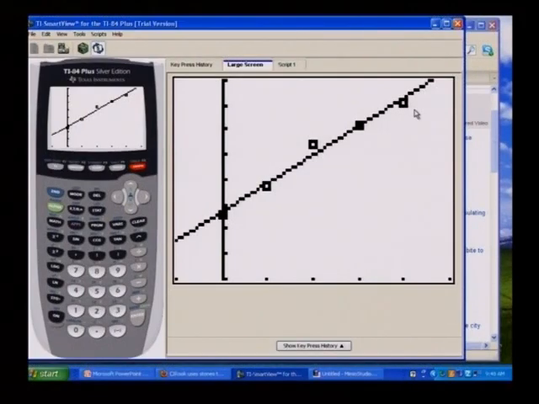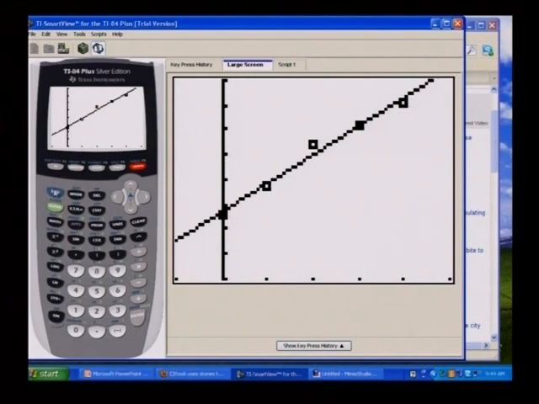I want to figure out what happened in 91. All right, remember you guys, we started with 85 as 0. So how many years past 85 is 91? Well, 6. So the number we're looking for is when x is 6.